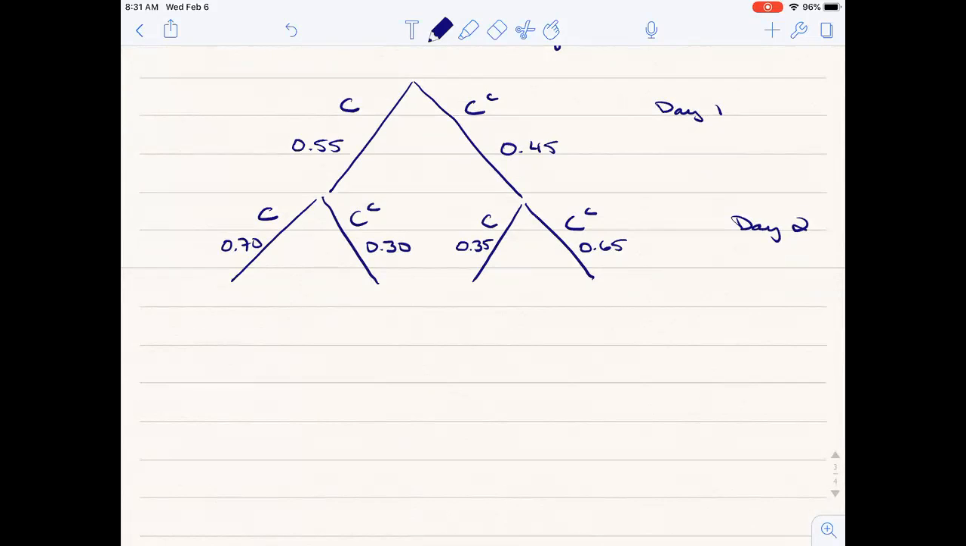So here, at the end of each branch, we have a clear day and a clear day. Here we have a clear day and then not a clear day. Here we have not a clear day, but then we get a clear day. And then here we have 2 bad days. Yikes.